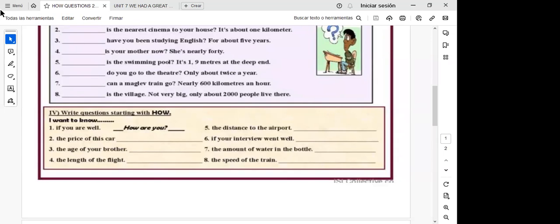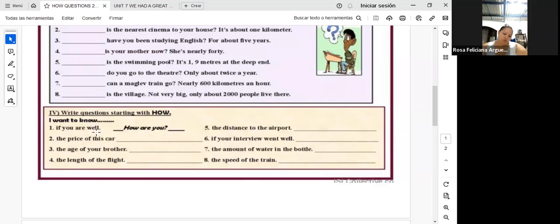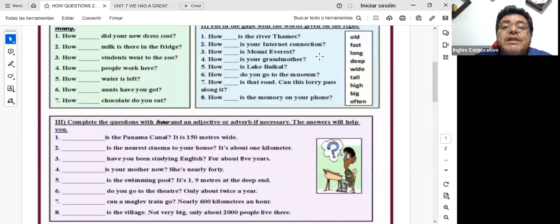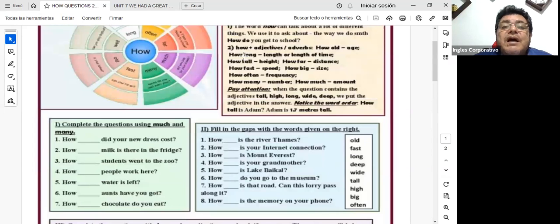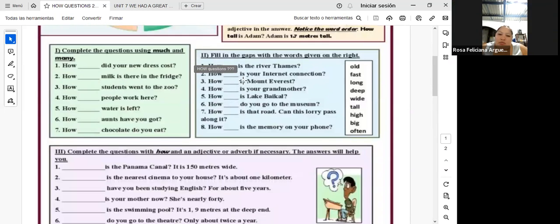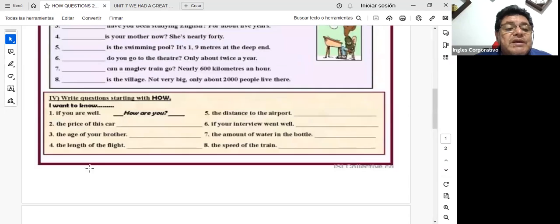How far? Length. Remember, length. You were talking about length here. How long? First, length or time. How long? Exactly. The question should be how long?